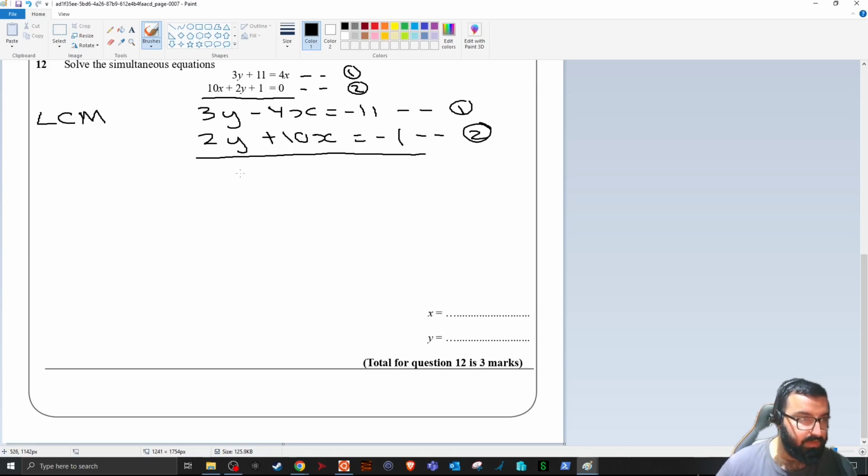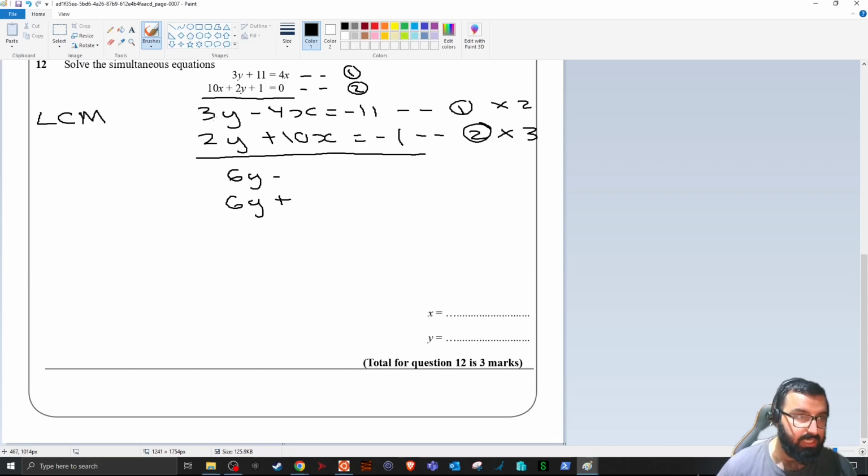So 6y. So whatever we do to one part of the equation, we have to do to all parts of the equation. And this happens to both equations because we've multiplied from 3 to 6 and from 2 to 6 by certain amounts. So for the first equation we're multiplying by 2, for the second equation we're multiplying by 3.